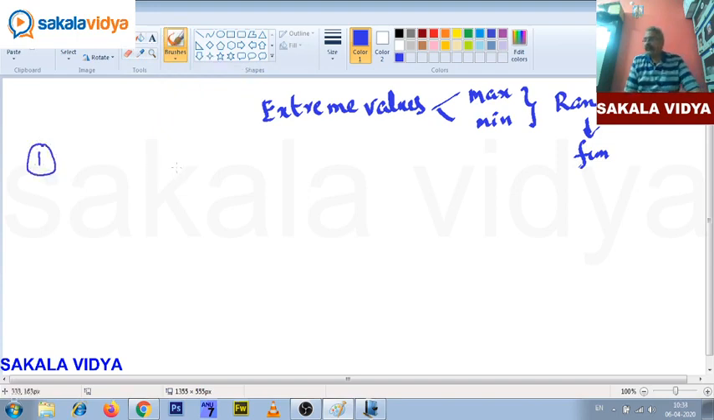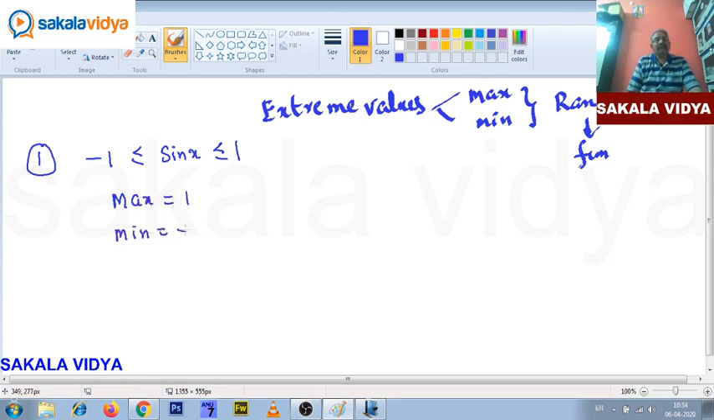For example, let us recall the sin x function. The sin x function always lies between minus 1 and 1: minus 1 less than or equal to sin x less than or equal to 1. So here the maximum is 1, the minimum is minus 1. Now we can call it the range: closed interval minus 1 comma 1, that's all.